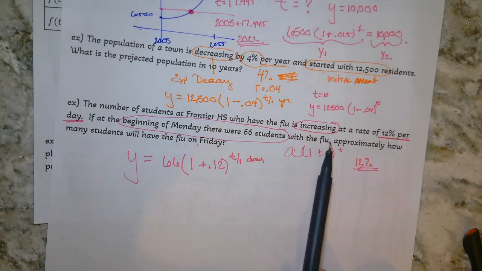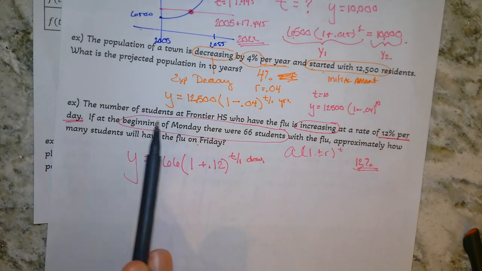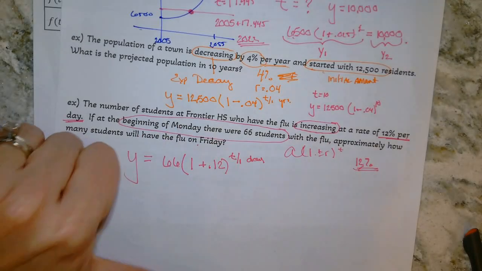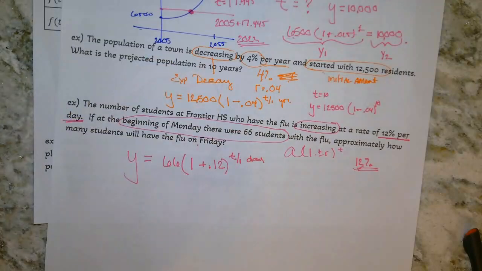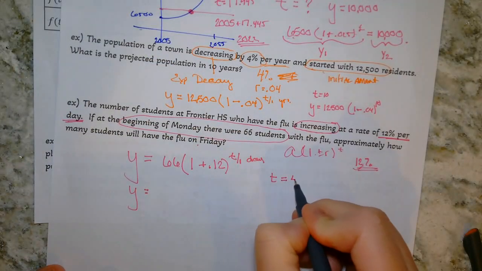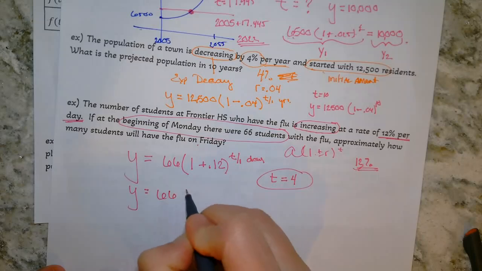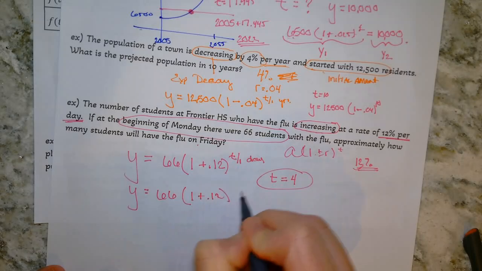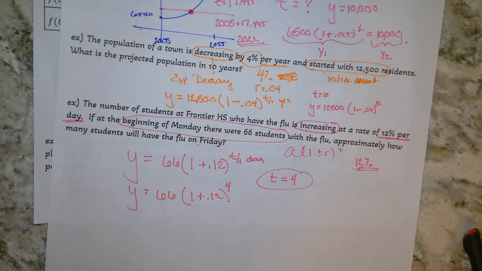All right, so the question is, how many students will have the flu on Friday? So if this was Monday, that's Tuesday, Wednesday, Thursday, Friday. I'm plugging in how many of them will have it in 4 days. I'm going to let t equals 4. So I'm going 66 times 1.12 to the 4th. And again, plug and chug on your calculator to get that answer.